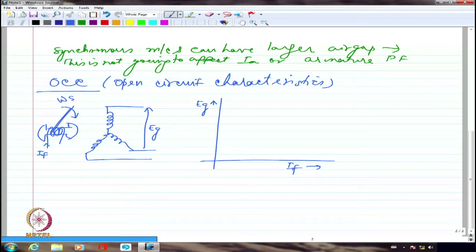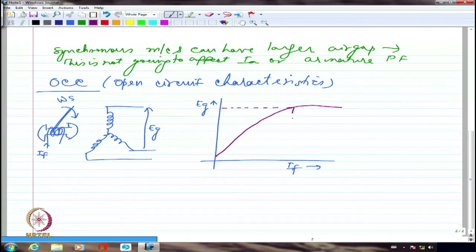So what I am going to see is, maybe it will start at some value like this and then it will go into saturation. This is how it is going to function as far as the OCC is concerned. So I may get probably the rated voltage at some point like this. This is my rated voltage.